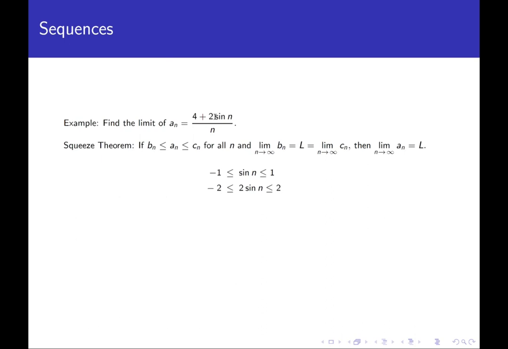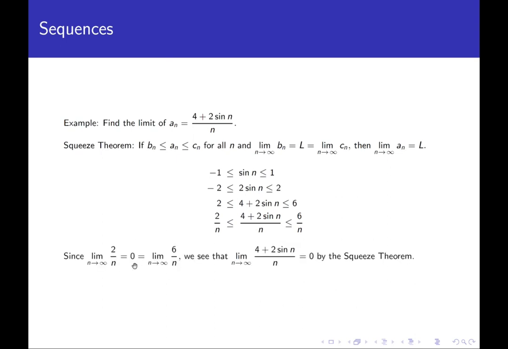Well, I mentioned before that the sine of n here bounces between -1 and 1. So 2 times that bounces between -2 and 2. Add 4 everywhere. We get 2 less than or equal to 4 plus 2 sine n, less than or equal to 6. And now divide everything by n. Don't need to worry about any inequality slipping here because n's going off to positive infinity, so we're not dividing by a negative number. And now look, we've got our a sub n trapped in between two sequences, and those two sequences go to 0. So the thing in the middle also has to go to 0 by the squeeze theorem.